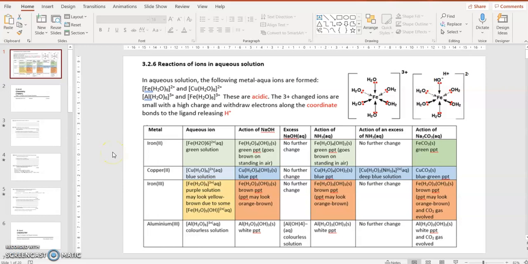Okay, let's do a quick introduction to transition metals. The main ones you've got to learn in terms of colours are iron 2, copper 2, iron 3. Aluminium 3 isn't really a transition metal. It's not in the transition metal block.